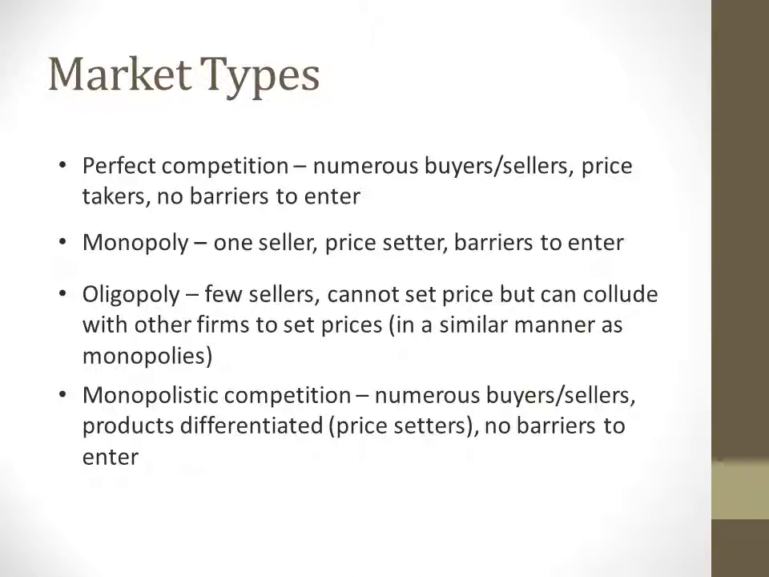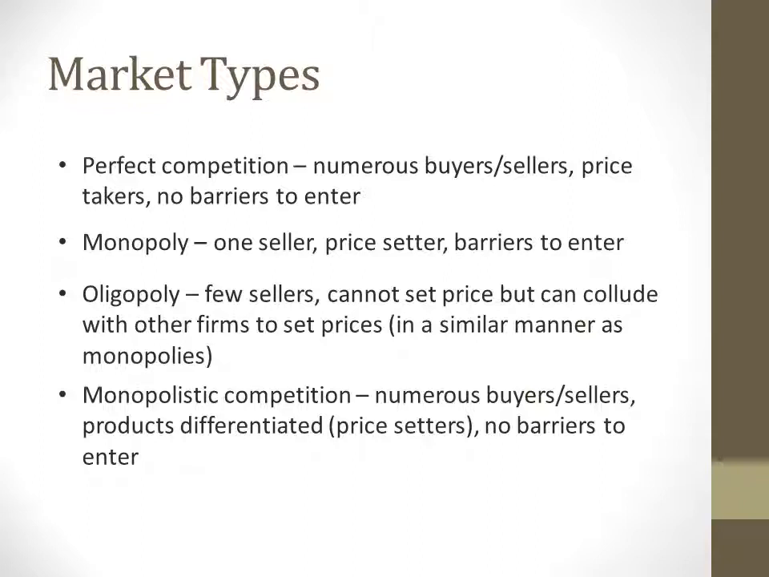On the opposite side of the spectrum from a perfectly competitive market is a monopoly. In a monopoly, there's only one seller with a unique product. Therefore, they are the price setter and can determine the price they want to sell their product at. There are barriers to enter this market.